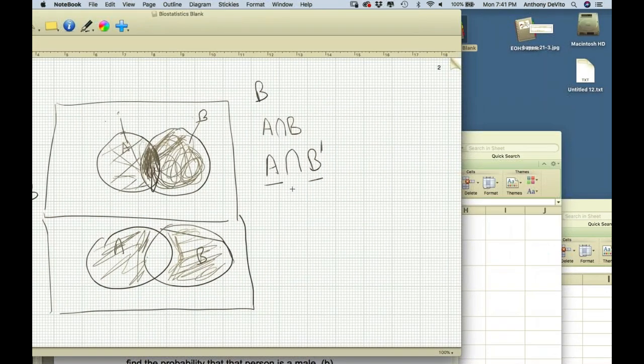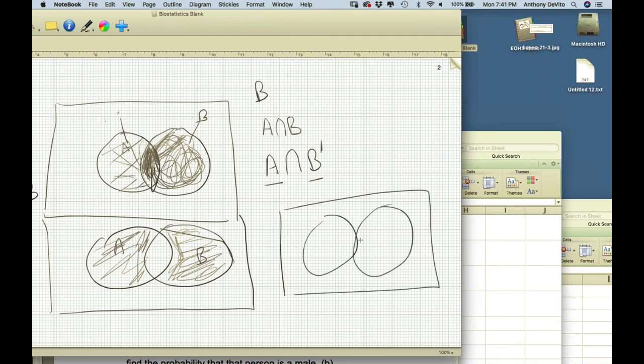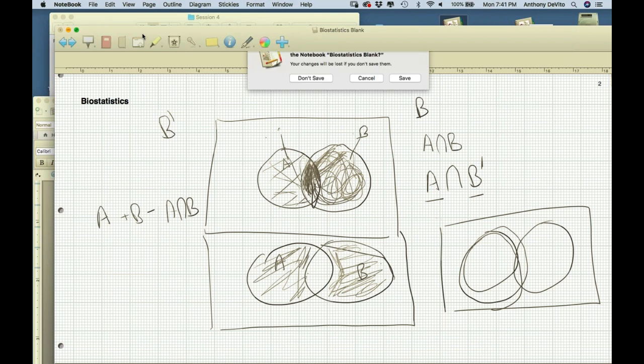Okay, and how about more room here? Oops. Let me start reading the page. Do one more.